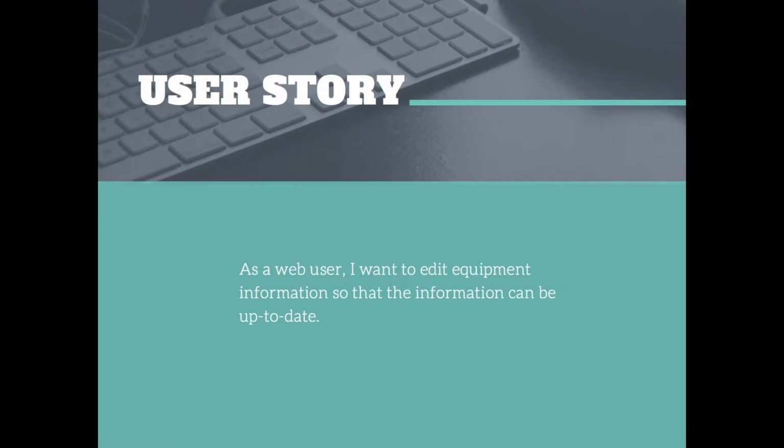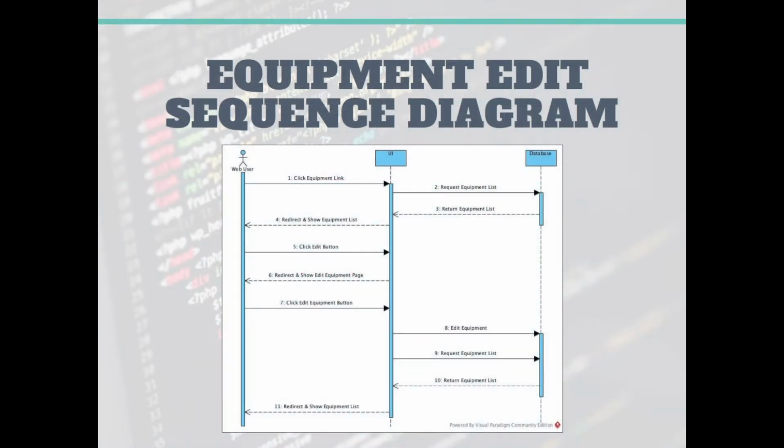User story. As a web user, I want to edit equipment information so that the information can be up to date. Here we have the equipment edit sequence diagram. Again, the user will click on the equipment link. A request is sent to the database. The equipment list is returned, and the user is redirected and shown the equipment list.